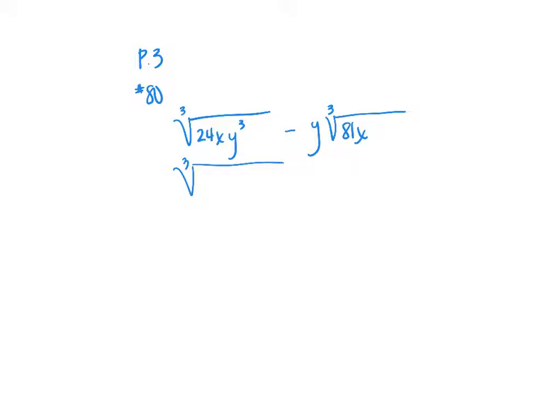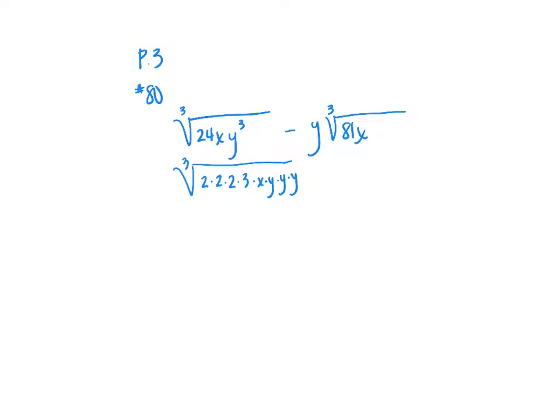So 24 is 2 times 12, and then 12 is 2 times 6. And then 6 is 2 times 3. So you can double check yourself, but it's 2 times 2 times 2 times 3. If you need to break down the x times y times y times y, that's actually what that means.